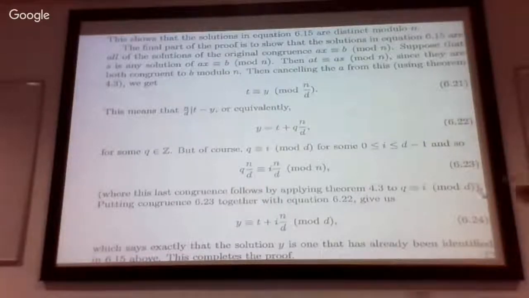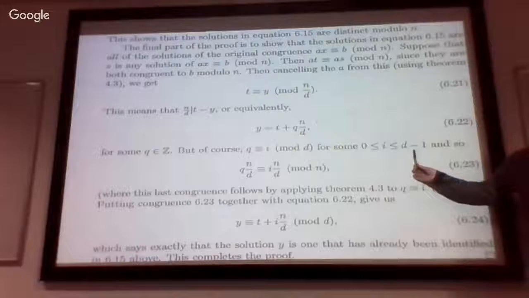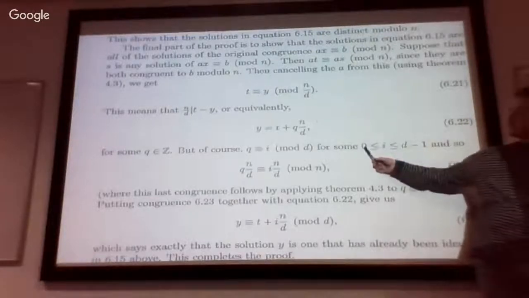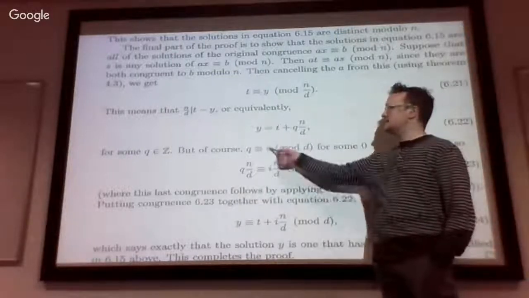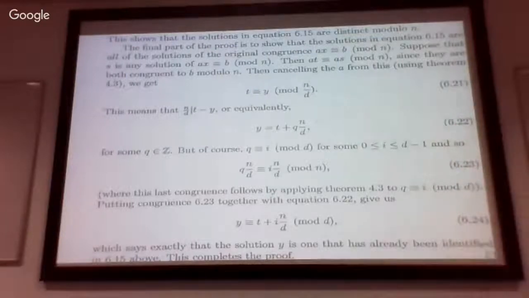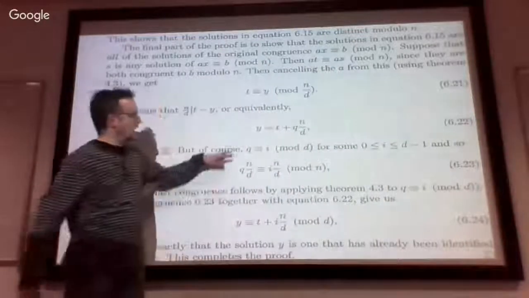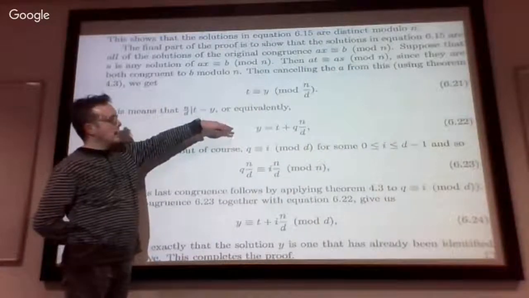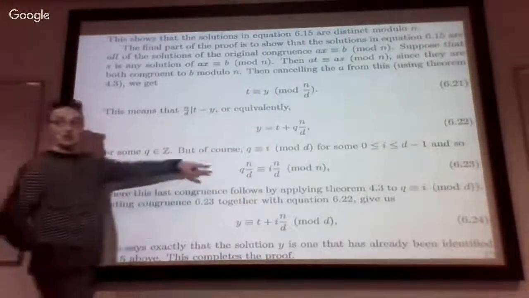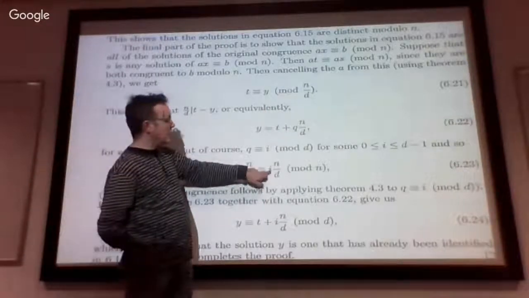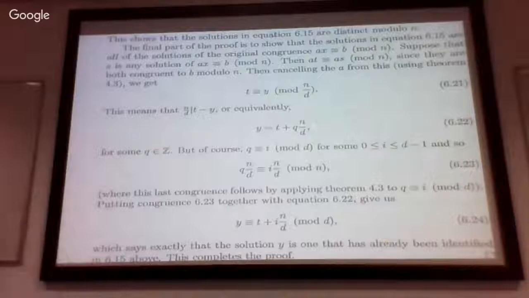But we do know that we had a complete set of representatives of all the congruence classes modulo D here. The index I ran through all the possibilities 0 through D minus 1. So Q is congruent modulo D to one of those. And if Q is congruent to I modulo D, that means Q times N over D is going to be congruent to I times N over D modulo N.